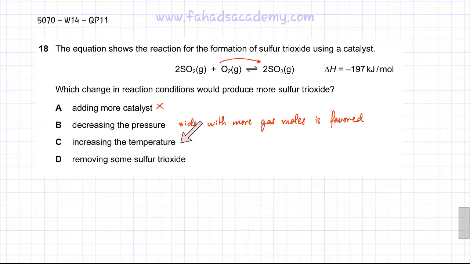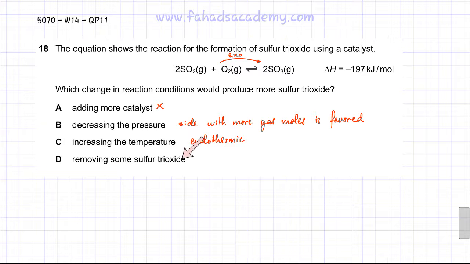Option C is increasing the temperature. If you increase temperature, then the endothermic reaction is favored. At a higher temperature, the endothermic reaction would be favored. In this case, the forward reaction is exothermic because the sign of delta H is negative. So if you increase temperature, the endothermic reaction would be the backward reaction. So less SO3 would be produced and more SO2 would be produced. So increasing the temperature is also not a good option.